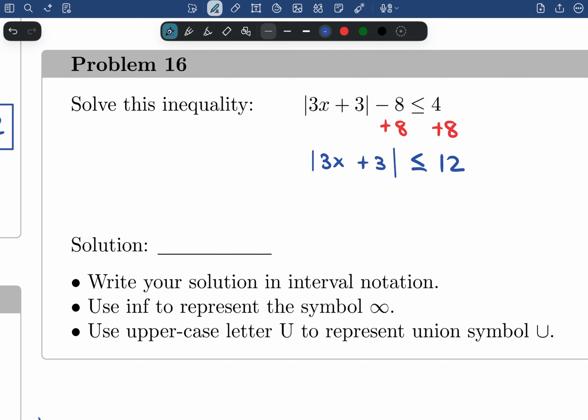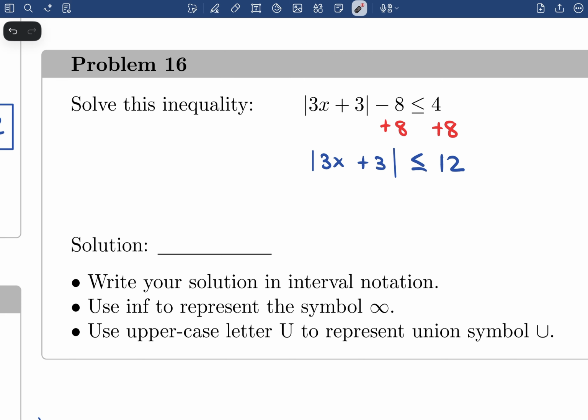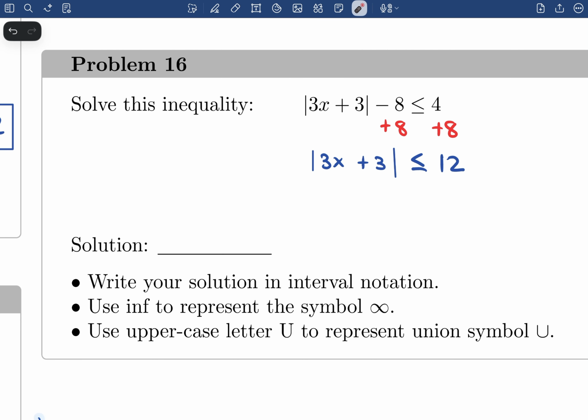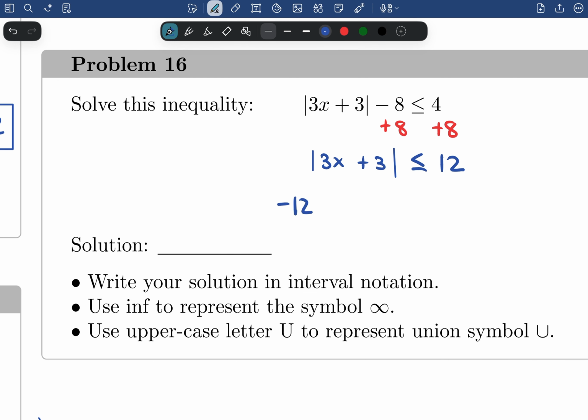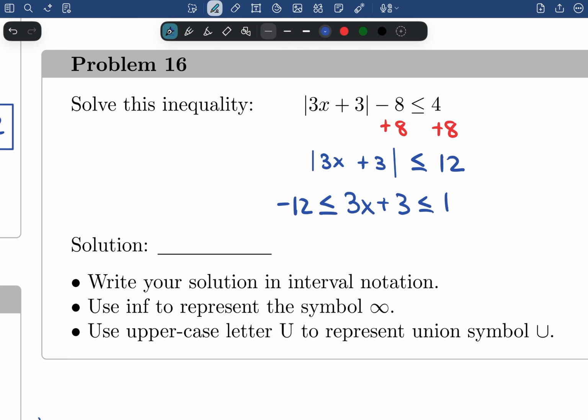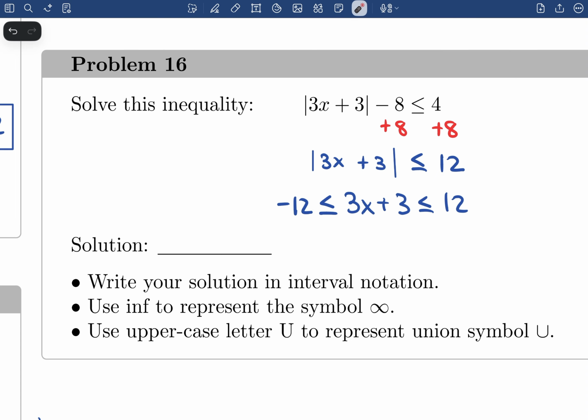Now, to drop these absolute value symbols, I need to rewrite this inequality as a double inequality. And I take the value 12 on this right side, and I make it negative, and I put it over here on the left side. And I put a less than or equal to symbol, and I now drop my absolute value symbols, writing the insides of it, and then I say that that is less than or equal to 12. I've created a double inequality.